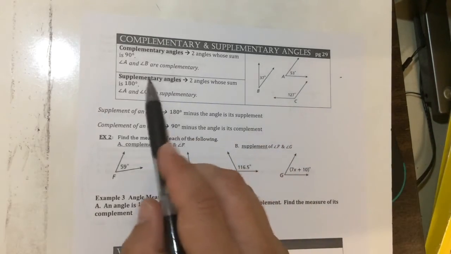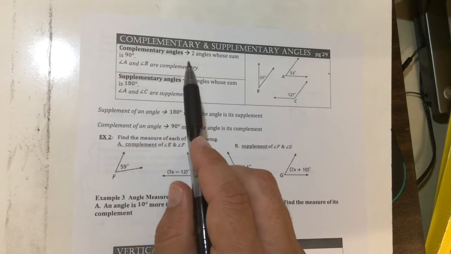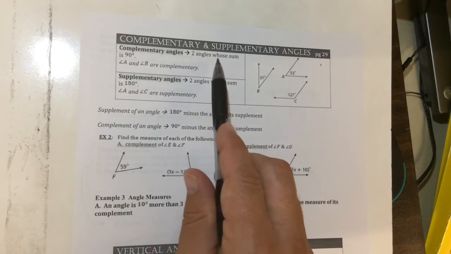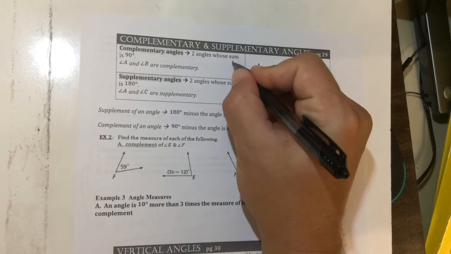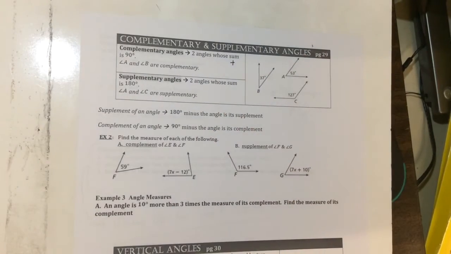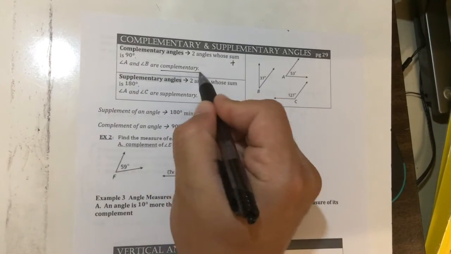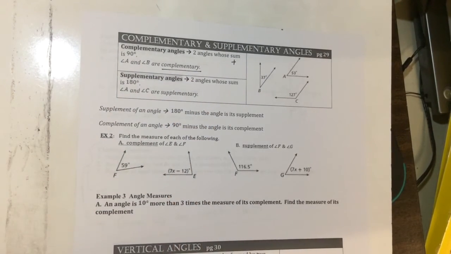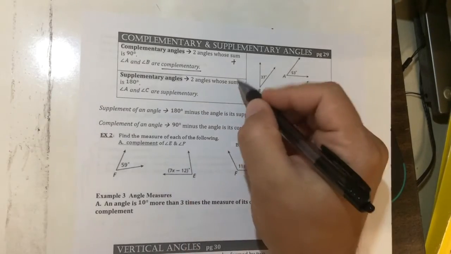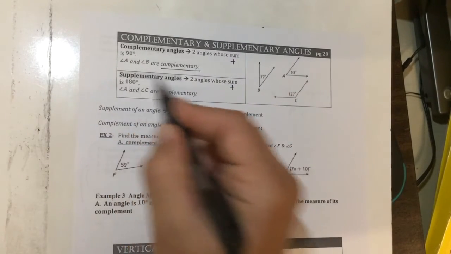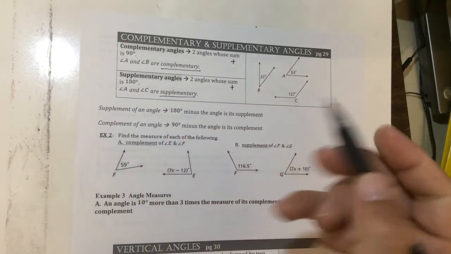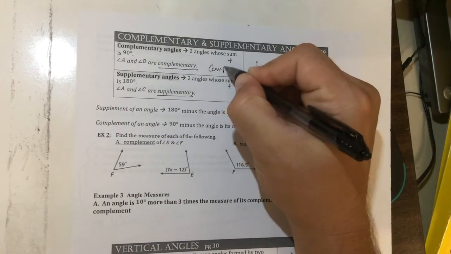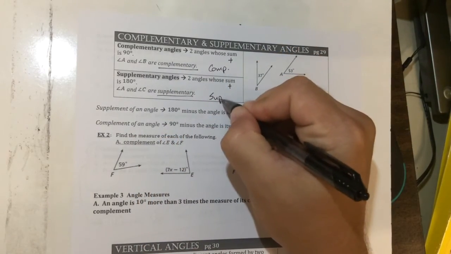So if we look at this, we've got complementary angles if the two angles have a sum, and remember sum means addition, of 90 degrees. So if I add two angle measures up and get 90 degrees, then they're considered complementary. If I add two angles together and I get a sum of 180 degrees, they are considered supplementary. Complementary and supplementary.